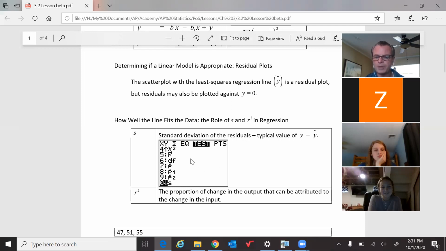This is something new, so you need your calculator for this because you want to be able to find this. Two terms, one you're familiar with, one you're not. S. Have you ever seen this before? It's the standard deviation of the residuals. Now think about this. It's just the residuals, how far the heights are from the predicted height.